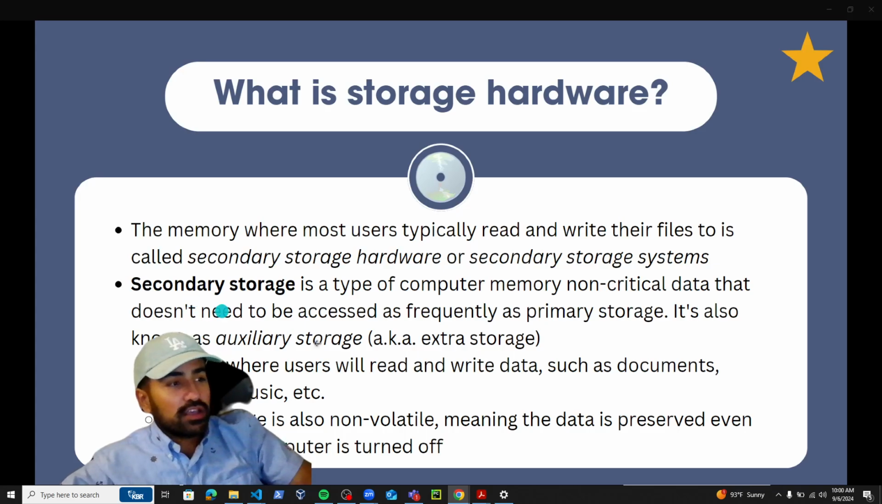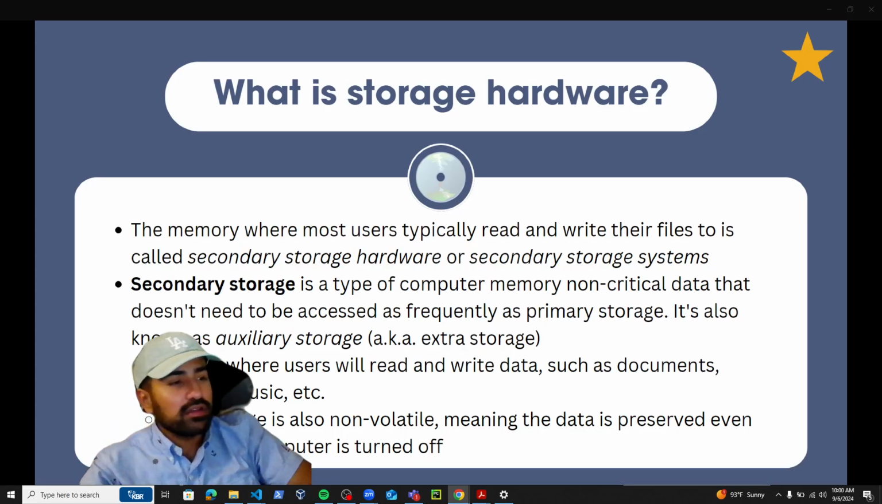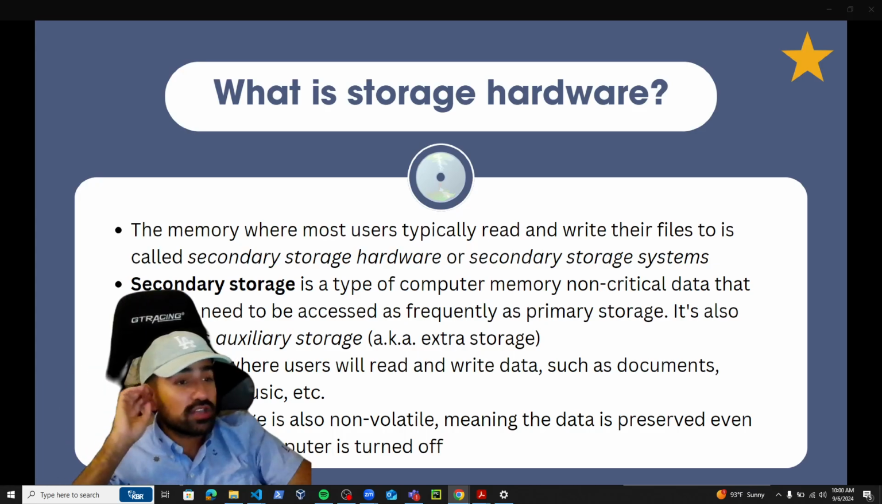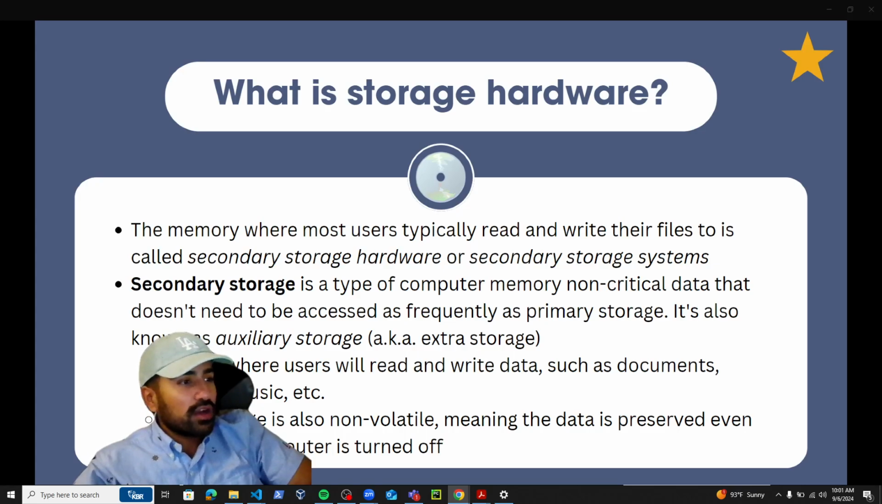Like I said, here you can read and write data. Write means you can add new data. If it was a piece of paper, you could write on it. And you can also read that data. You need that document that you saved a few weeks ago. You can go in there and read it. You need to add a new document. You can go ahead and write to that storage. So you can have photos, music, videos, whatever your heart desires. This is also non-volatile.